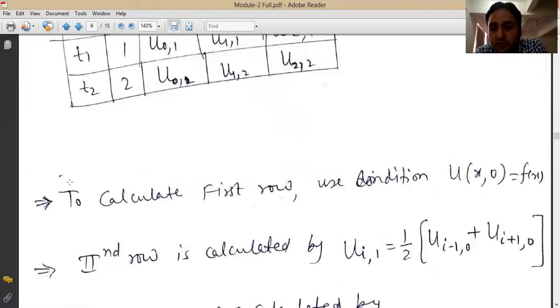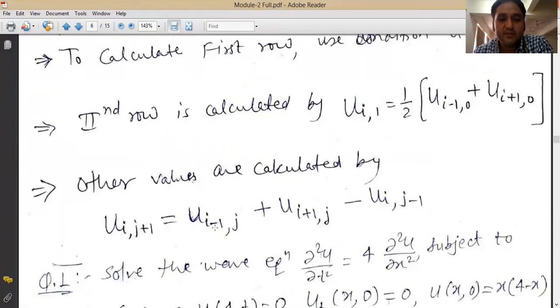To calculate the first row, we use the condition given in the question, like u of x comma 0 is some function, say 2x, 3x, or 4 into x minus 1. Put the x values one by one and you will get u of x comma 0. The second row is calculated by u of i comma 1 equals 1 by 2 into u of i minus 1 comma 0 plus u of i plus 1 comma 0. That means one value left, one value right, divided by 2. Like that, we will calculate the second row. For the third row, we take the left value plus the right value, and then minus u of i comma j minus 1.